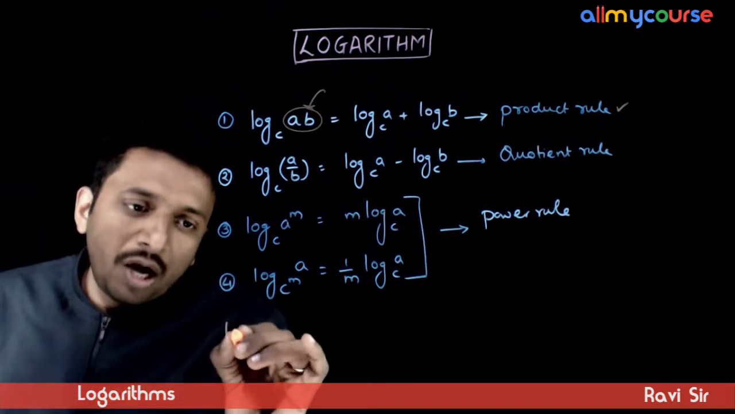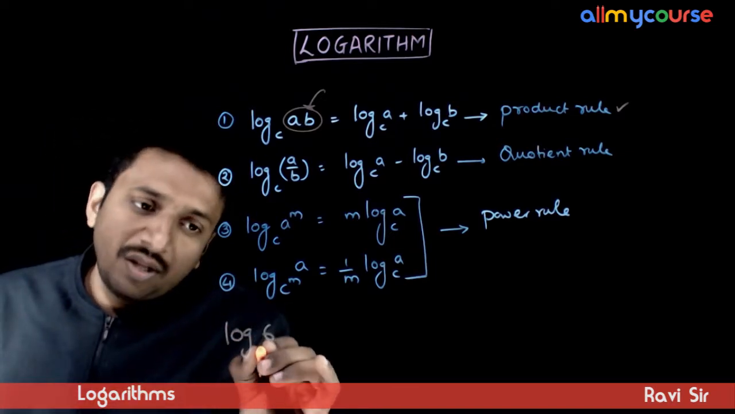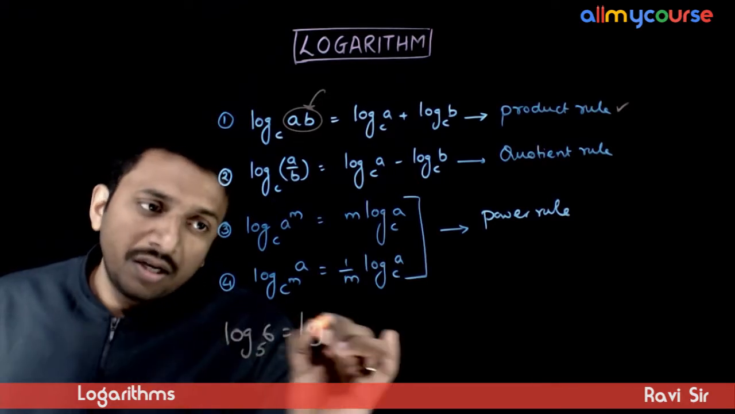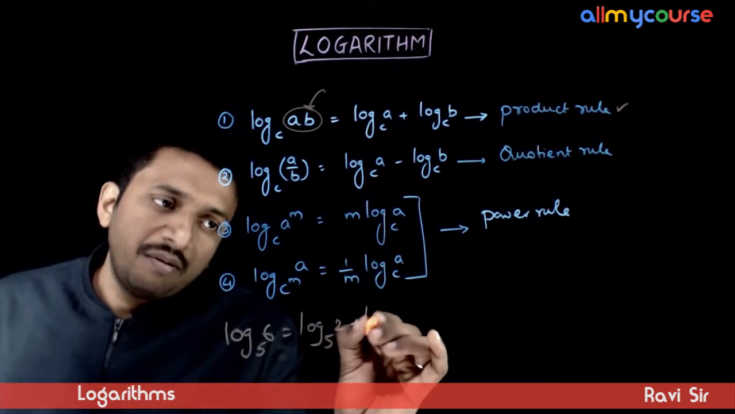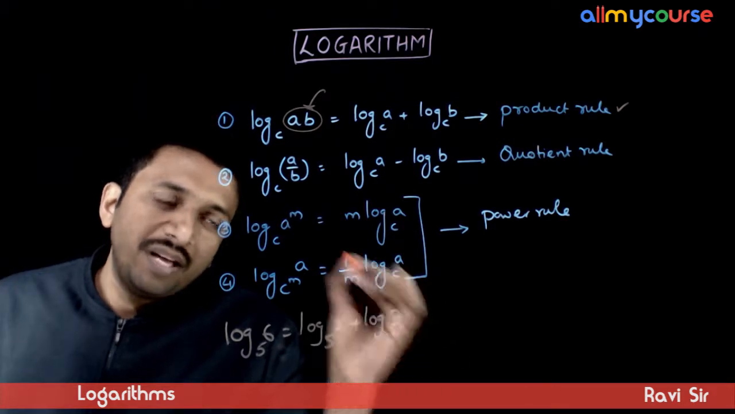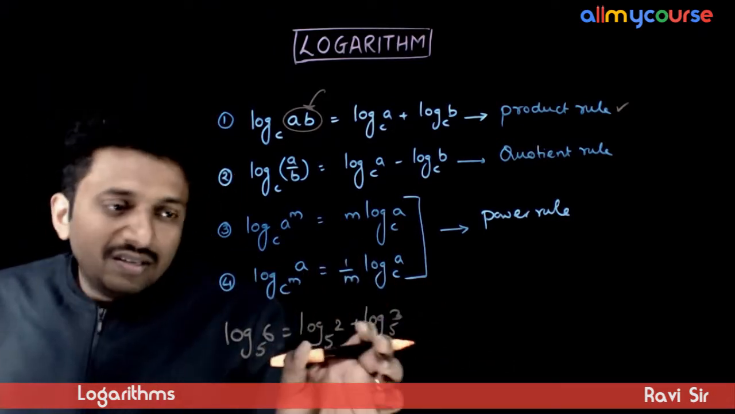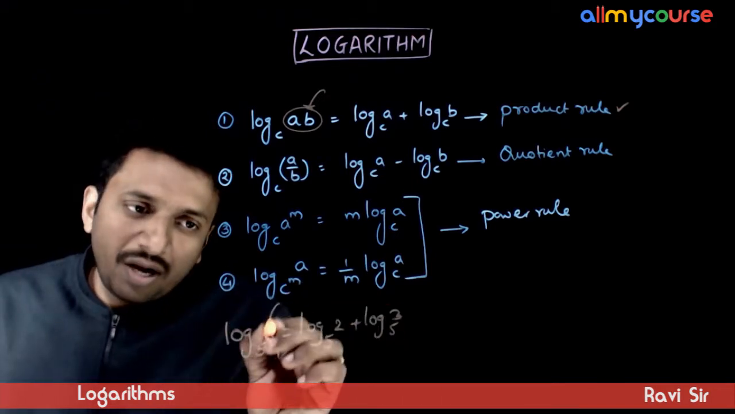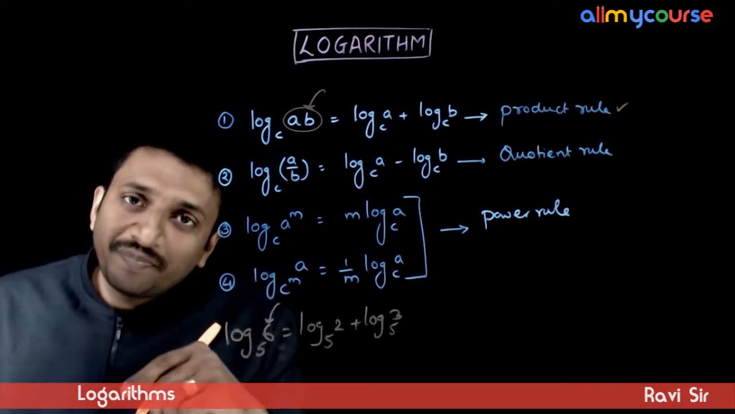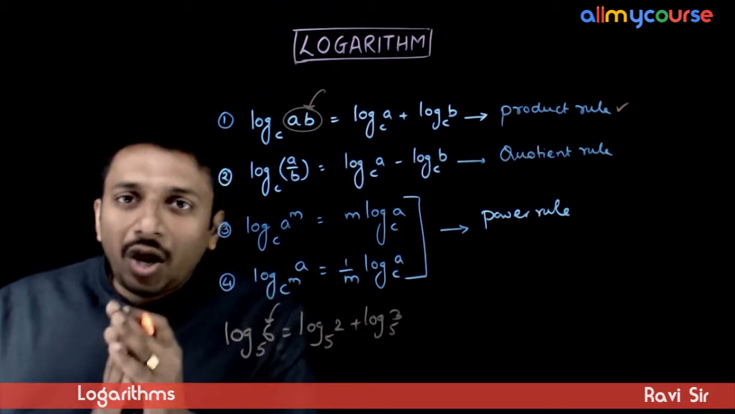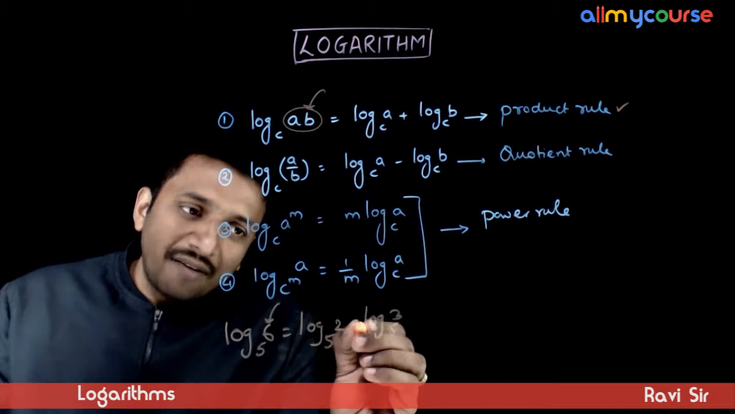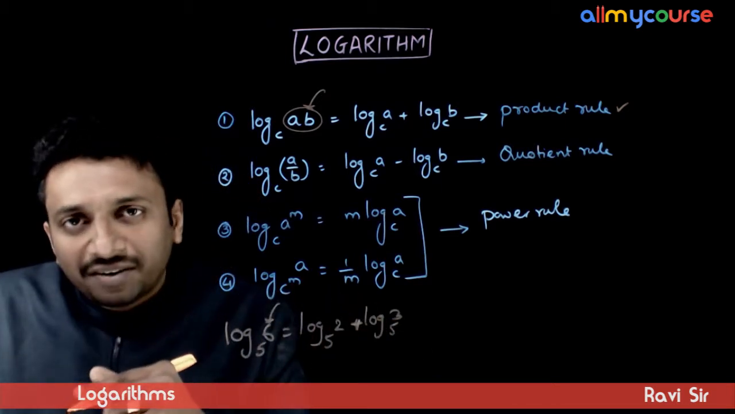For example, log 6 to the base 5 can be written as log 2 to the base 5 plus log 3 to the base 5, because 6 is 2 into 3. So when you split the log of a product, the individual logarithms have to be added.